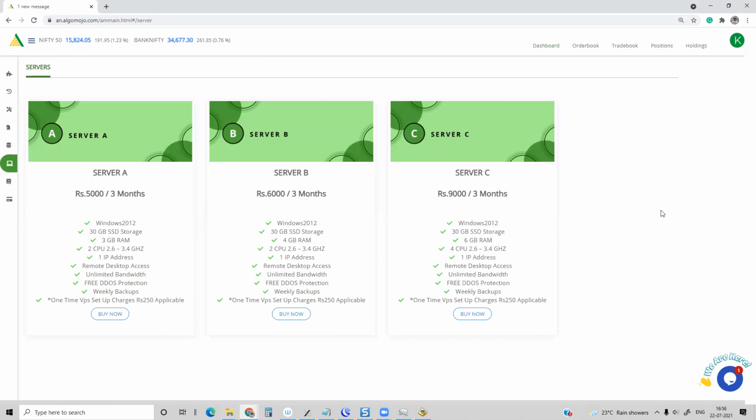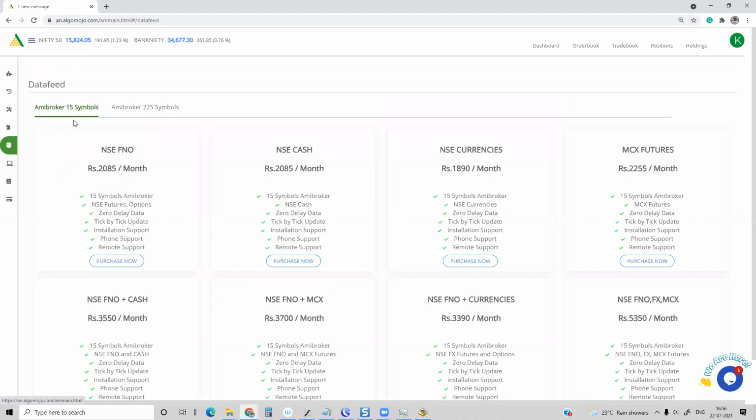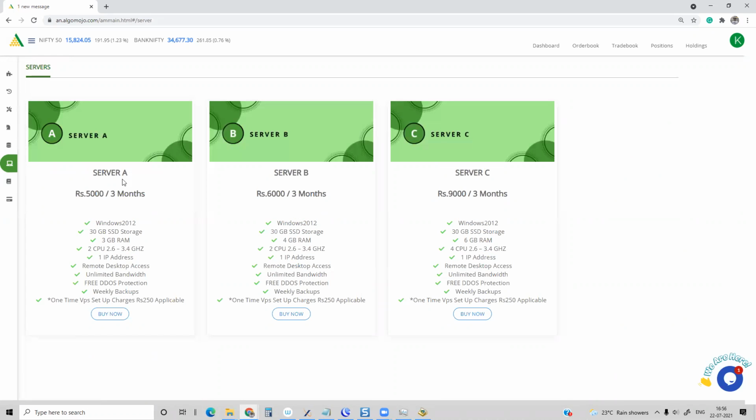Now, if you ask me, do we provide data? There are two questions generally people will ask. Does Algomojo provide data to the user? Of course, we do provide data, but currently limited only to Excel sheets, MT4 and AMI Broker. However, MT4 we are not providing at this point in time. For AMI Broker, NinjaTrader and Excel sheet is what we are providing. And servers, yes, you can consider taking it from here.